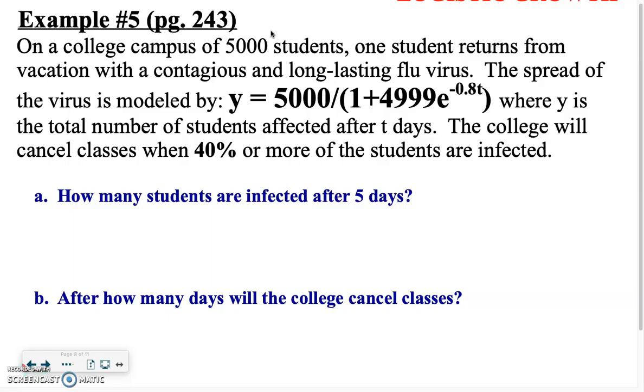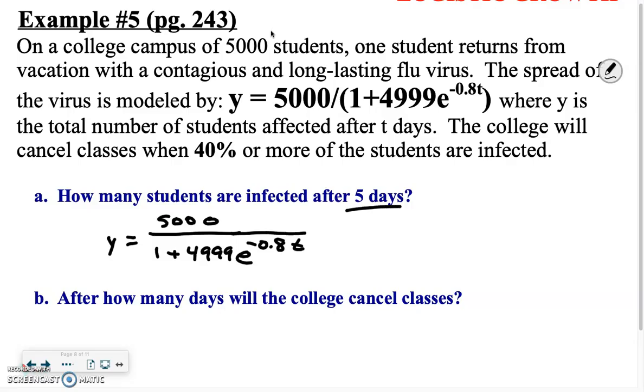Okay, so first question that we have is how many students are infected after 5 days? If I were just to recopy my model down, we've got y equals 5,000 over 1 plus 4,999 e to the negative 0.8 t. How would we categorize this? Is this a straightforward problem, or is this a really tricky, difficult problem? I'd say pretty straightforward. If we're trying to figure out after 5 days, aren't we just going to let t equal 5? So right here, in place of t, we're going to substitute a 5. And then we calculate. Again, from here it's calculator work.